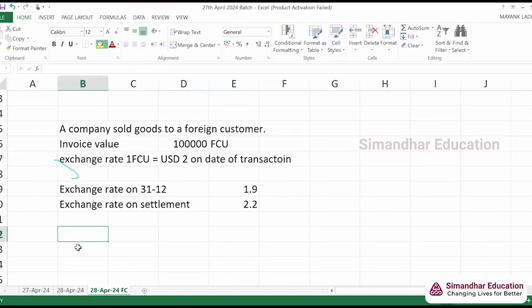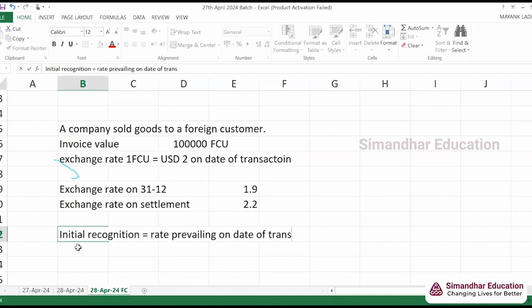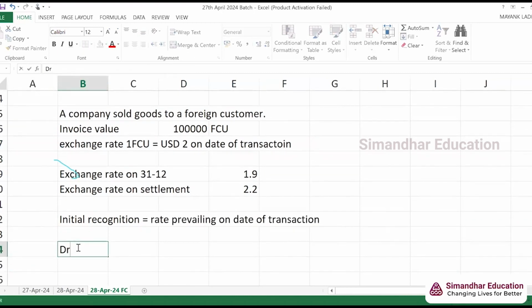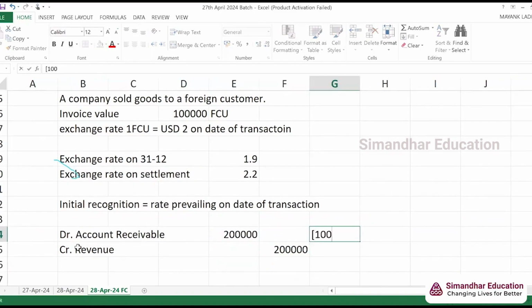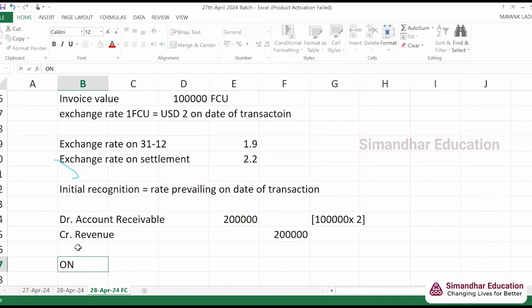So one is initial recognition. You will use the rate prevailing on date of transaction. Basically, you will say debit account receivable, credit revenue. How much? 100,000 into 2. So here it is 200,000. Then on 31st December.